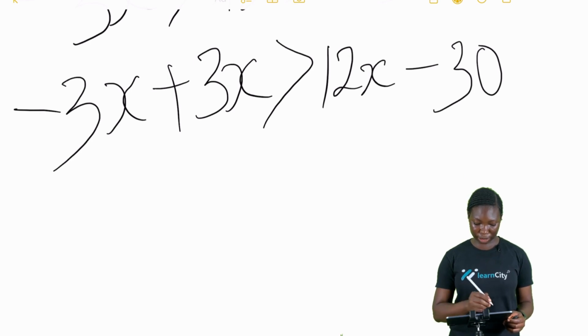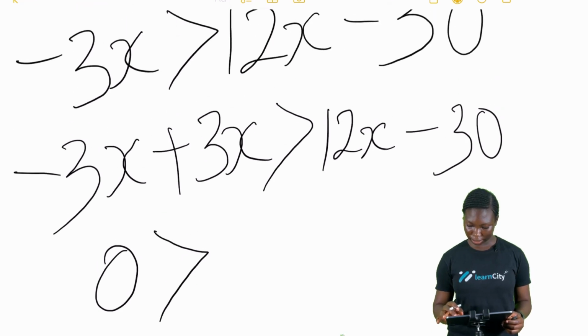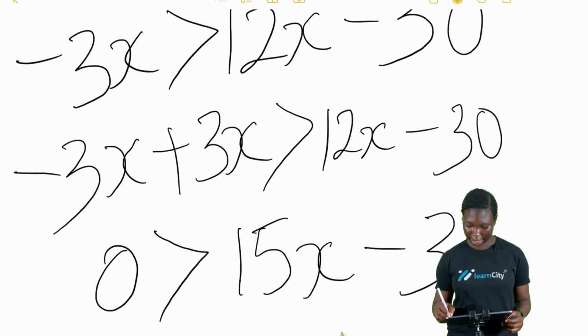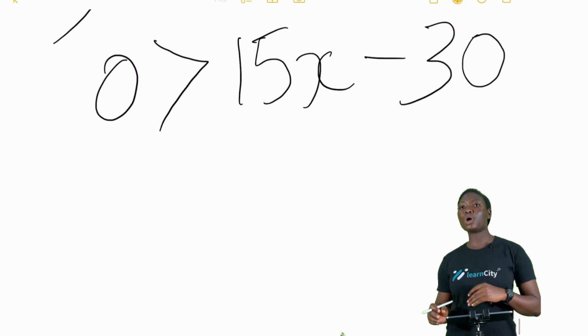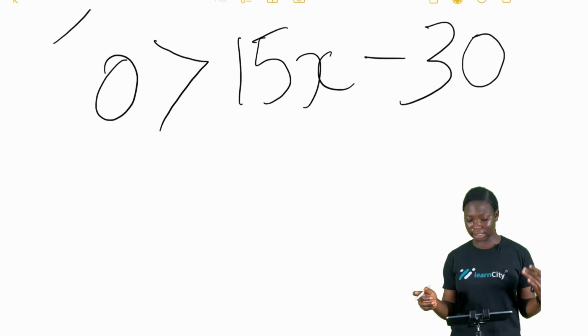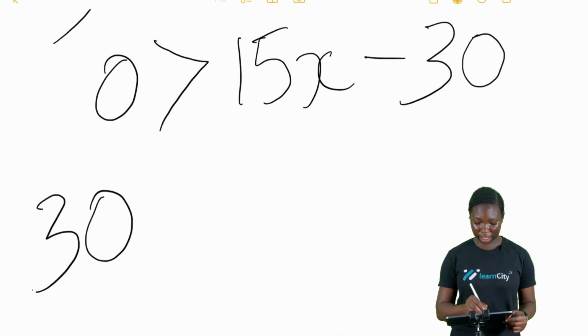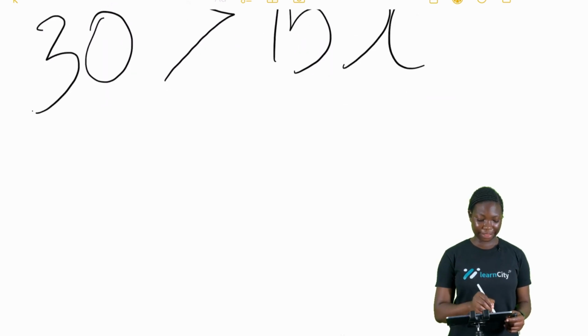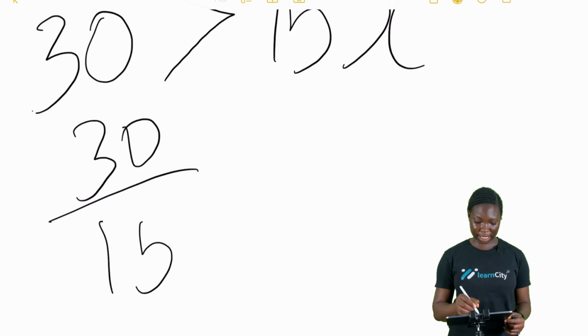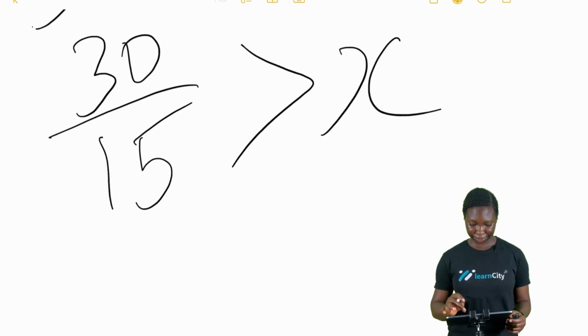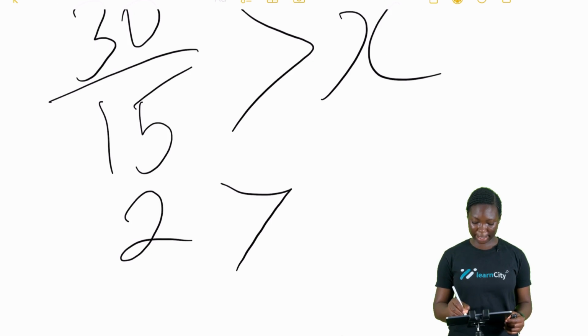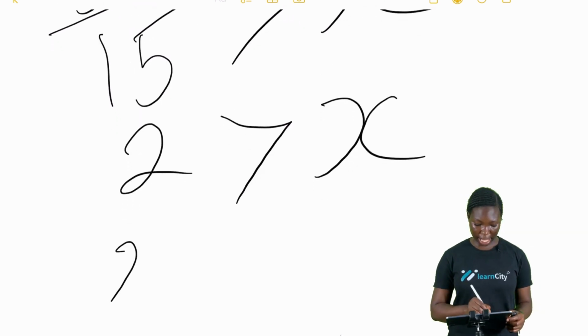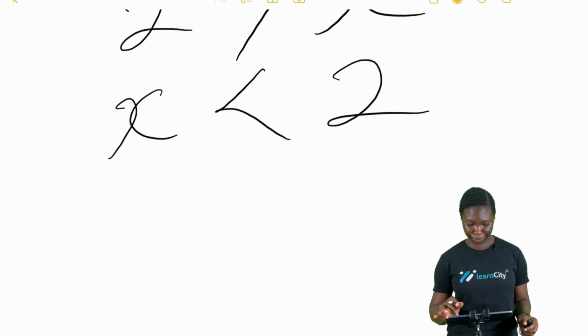So we have 0 greater than 15x minus 30. So we want to bring minus 30 to the other side. So we have 30 greater than 15x. So we have 30 divided by 15 greater than x. So we have 2 greater than x, which can also be written as x less than 2.